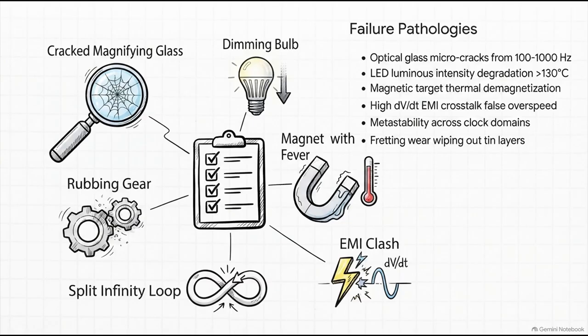First, the mechanical and thermal stress. High-frequency random vibrations between 100 and 1,000 hertz can literally crack optical glass. Then you have extreme heat, pushing well past 130 degrees Celsius, which degrades electronics and demagnetizes materials. On top of that, electromagnetic crosstalk. The silicon carbide MOSFETs are switching at incredibly high speeds, creating these huge voltage spikes that can trigger false overspeed alarms. And inside the processing chips, if the clock domains aren't perfectly synchronized, you get phase sliding and metastability. Basically, the chips lose their sense of time and start hallucinating data. And finally, there's fretting wear, which is literally grinding down the physical metal connections.